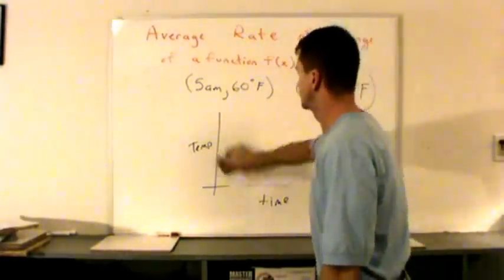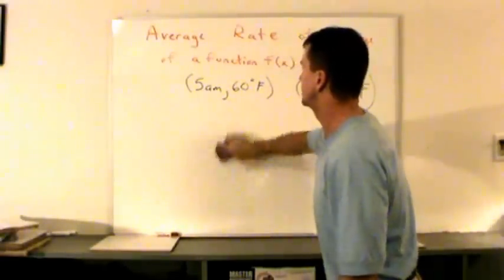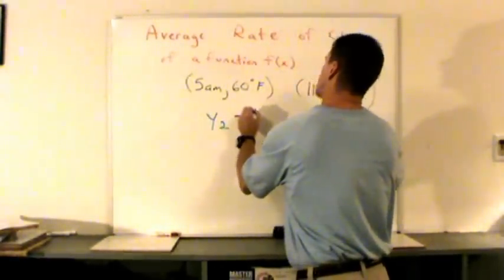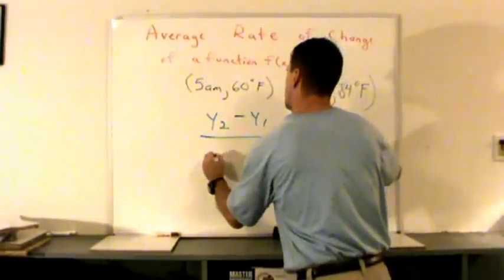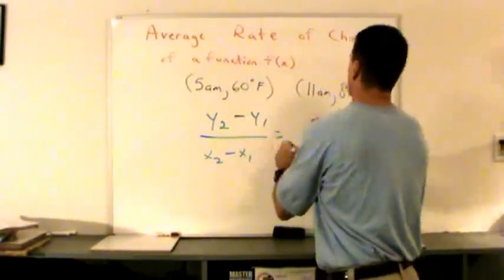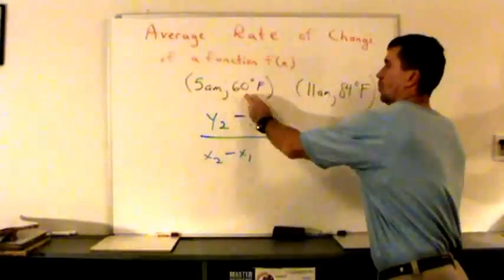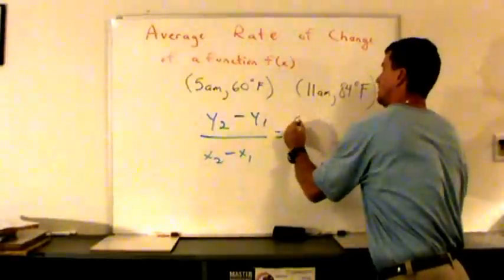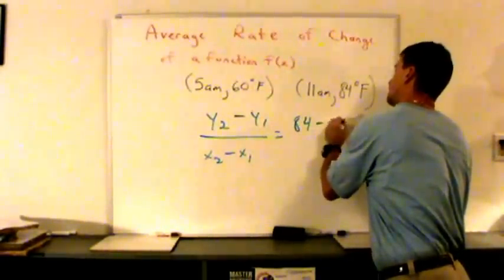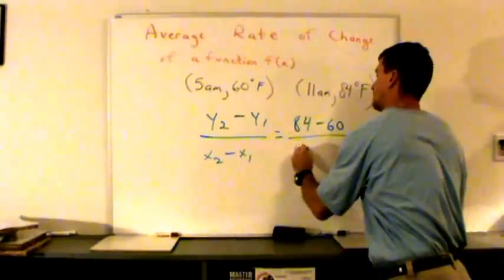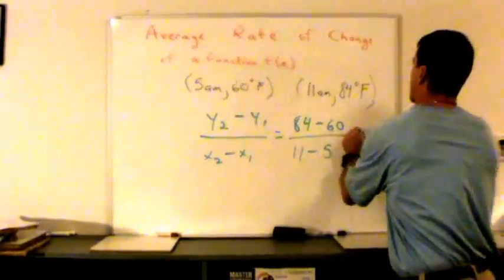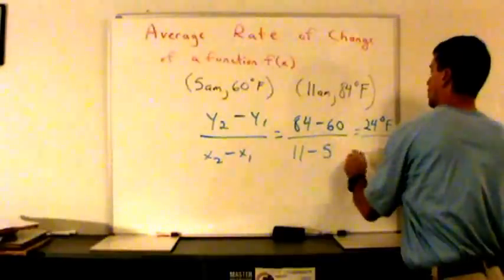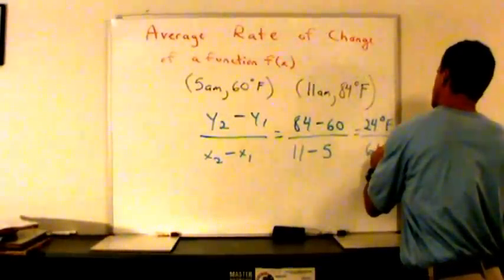Well, we don't have to sketch this. Let's find the average rate of change of temperature between these 2 points. Do y sub 2 minus y sub 1 over x sub 2 minus x sub 1. x sub 1, y sub 1. x sub 2, y sub 2. 84 minus 60 over 11 minus 5. And we get 24 degrees Fahrenheit per 6 hours.